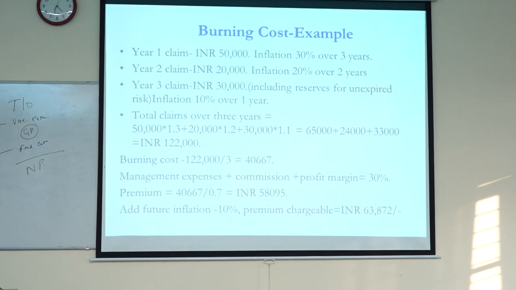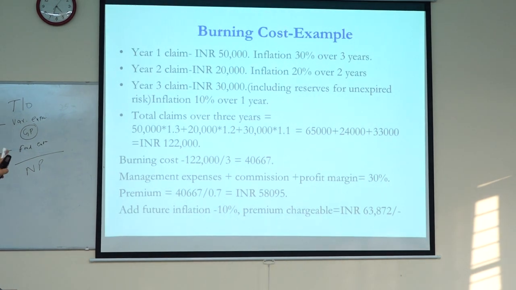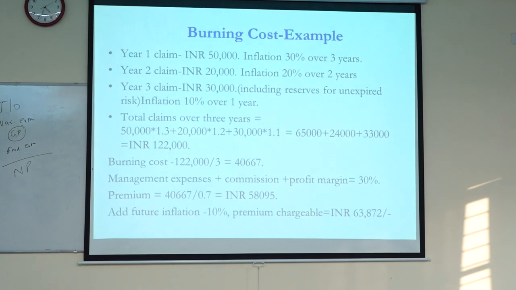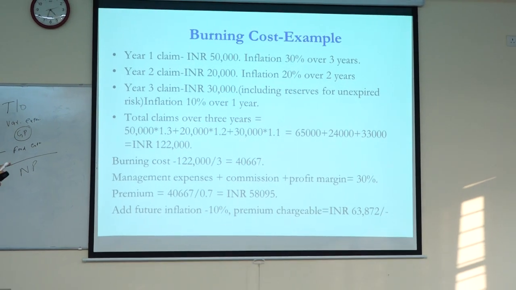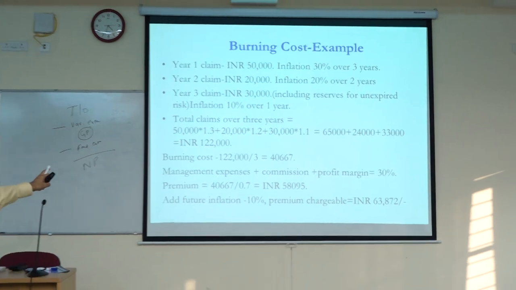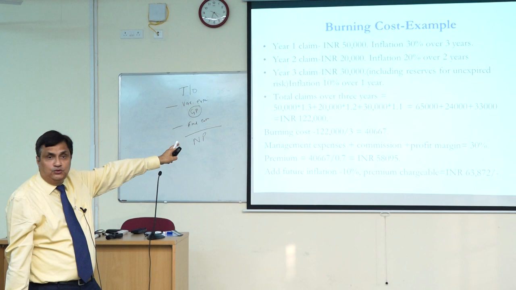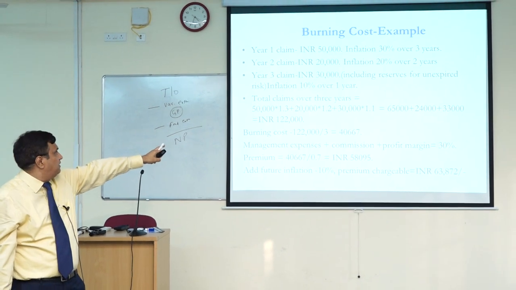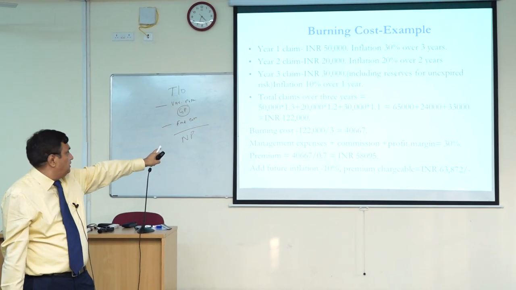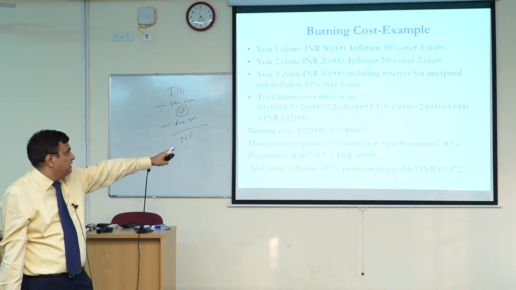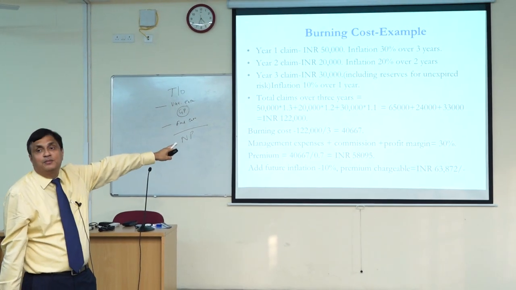Example 1. Year 1 claim is 50,000. Inflation is 30% over 3 years. Year 2, 20,000, 20% over 3 years. Year 3, 30,000, 10% inflation. Then what you will do? 50,000 into 1.3 plus 20,000 into 1.2 plus 30,000 into 1.1 is 1,22,000. So the burning cost is the average of that, 1,22,000 by 3, which is 40,667. That will be the burning cost.